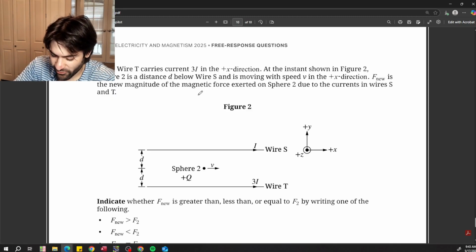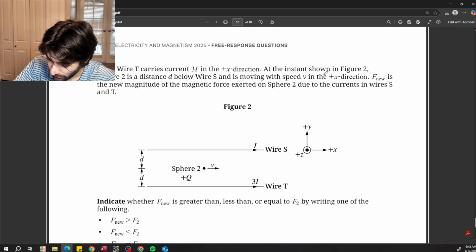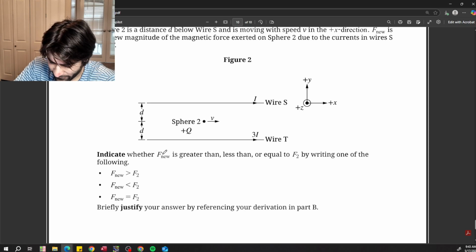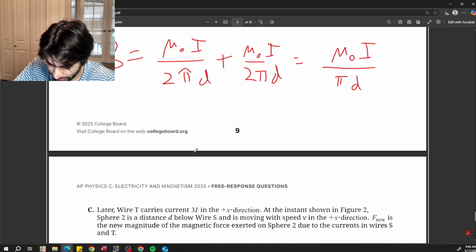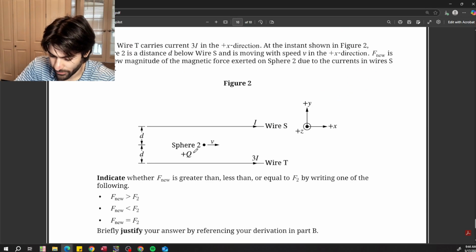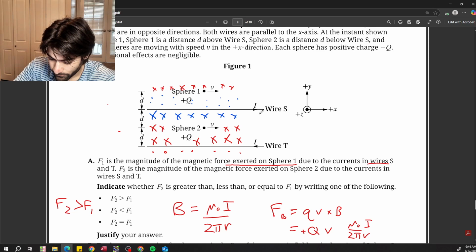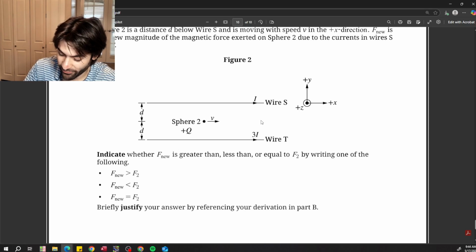Later, wire T carries current 3I in the x direction. So now the currents are not equal. Looks like the rest of the configuration is the same. Determine whether F new is greater than, less than, or equal to the original F2 that we got here. We said the currents are adding together. Oh, actually, look at this. Not only do they increase the current in wire T, but they actually reversed its direction. So now they're actually going to be working against each other.